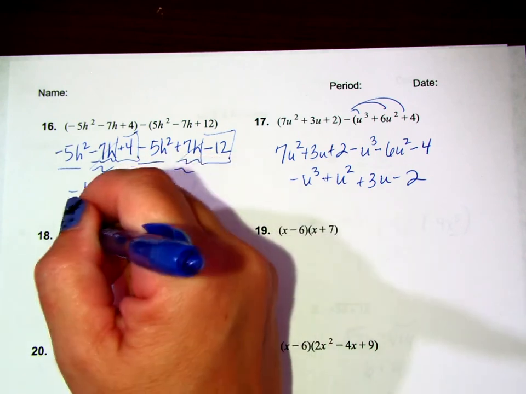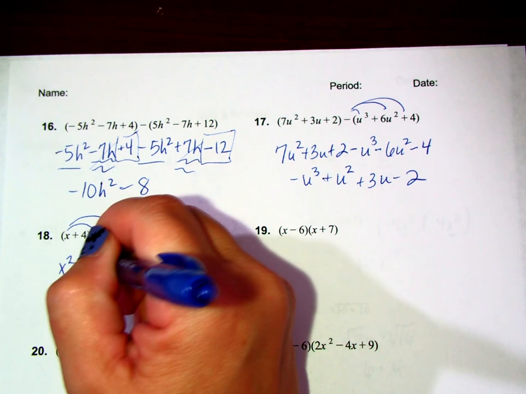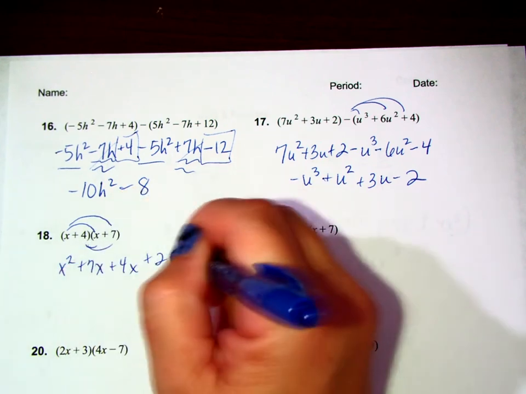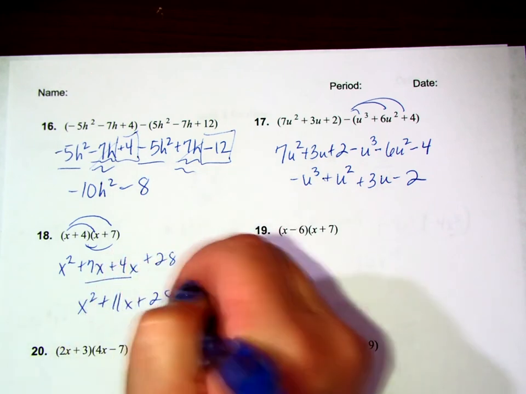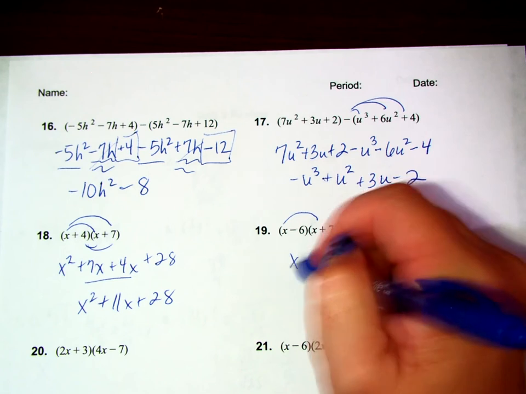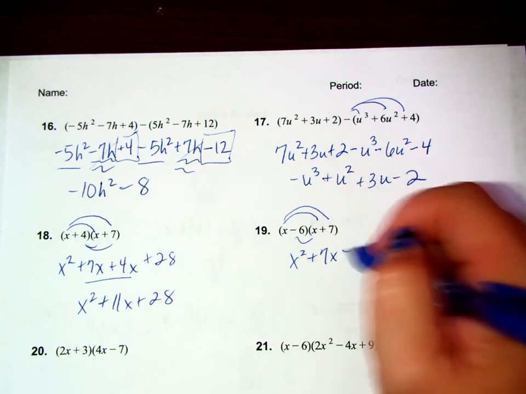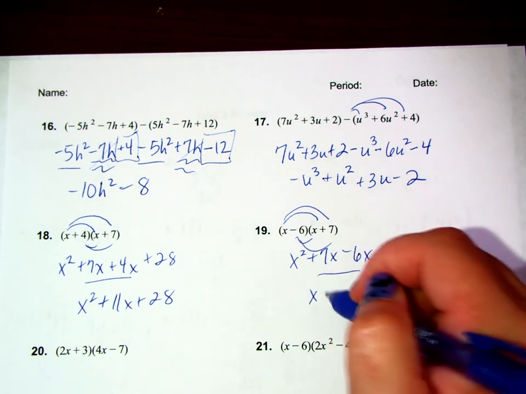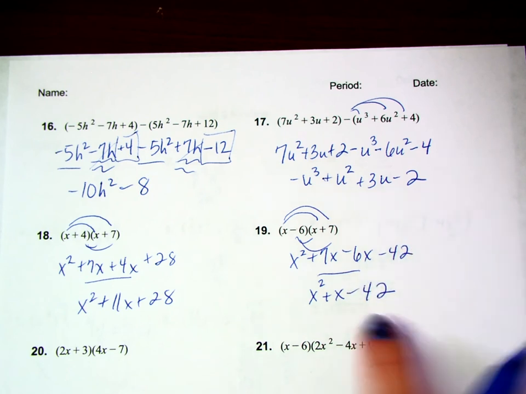Now we're multiplying binomials. You are welcome to use the FOIL method. First, outer, inner, last. And then don't forget to combine like terms. First, outer, inner, and last. Be careful of the signs. Combine middle terms. That would be the FOIL method or distribution.